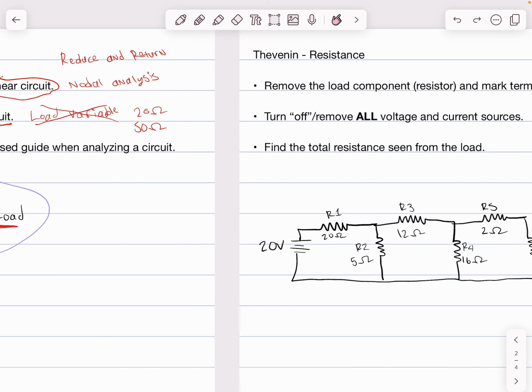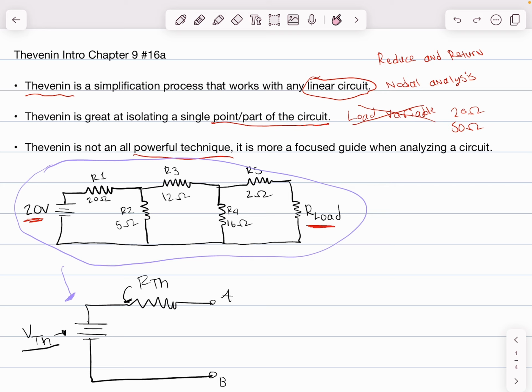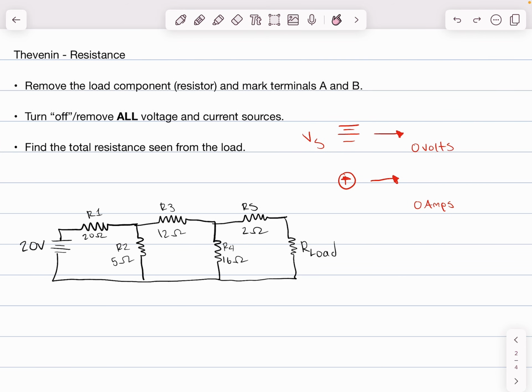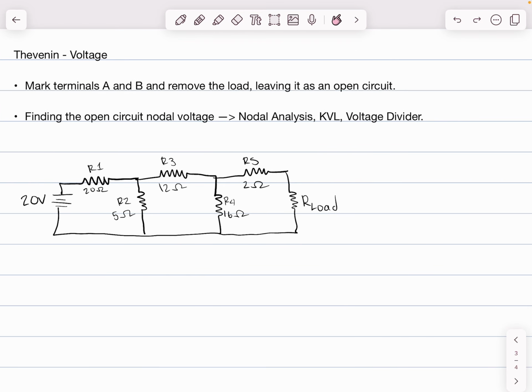So on this first slide, I have my original circuit and the things we talked about for the intro. Here, I'll have my resistance circuit. And on the third slide, I'll have my Thevenin voltage circuit. And all of them will be slightly different and have their own values attached to it.